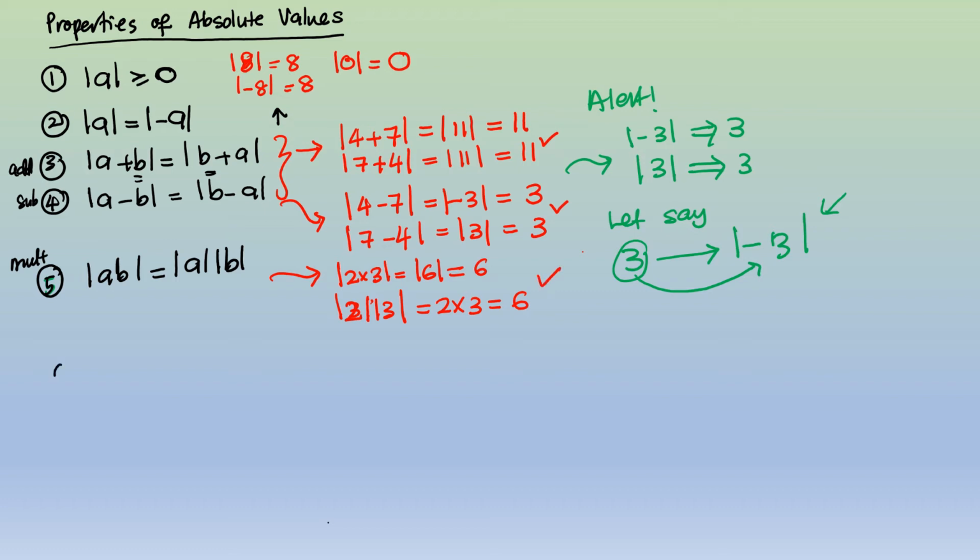Next, because we already have multiply, we have divide. Division. So we have our property: if modulus divides, everything inside is equal to the modulus of the numerator divided by the modulus of the denominator, where the denominator is not equal to 0. Let's prove this one. We have modulus 7 divided by negative 4.